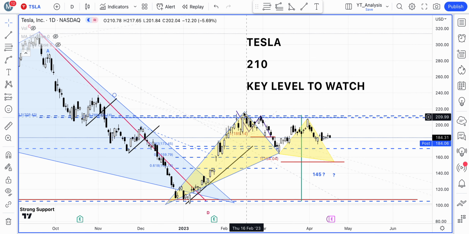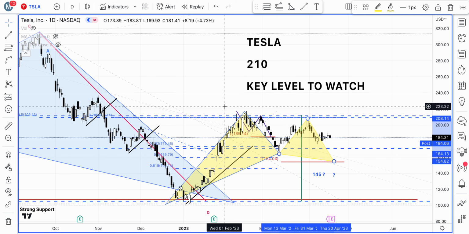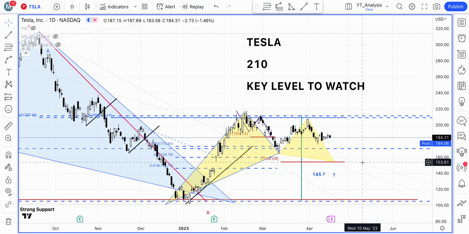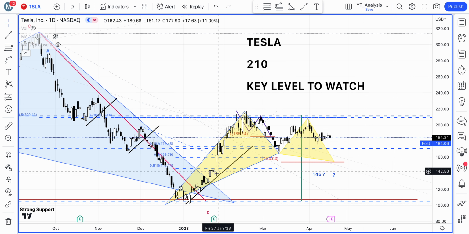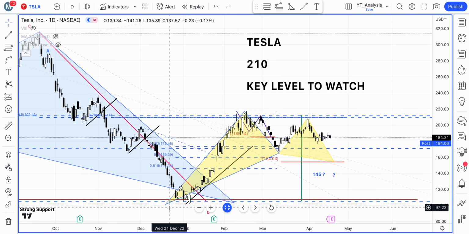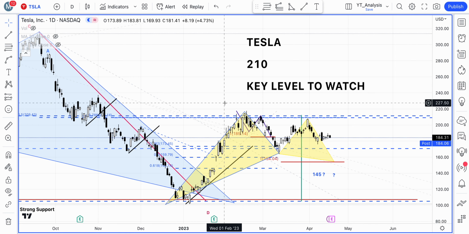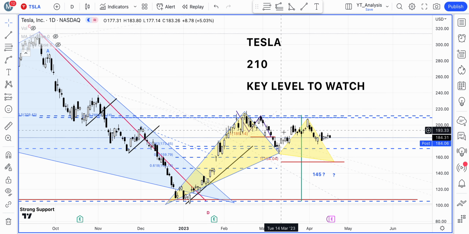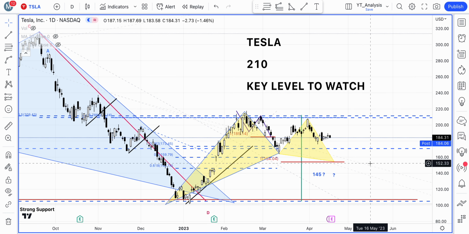So what might be happening is that this yellow pattern drawn here, price might actually be in this one-to-one ABCD pattern here, and could move to about $153, maybe even $145 per share level, and also close this gap here. If it breaks the $210 per share level, then it could be in an ABCD one-to-one projection higher. But unless the $210 per share level is taken out, it remains in this trading range, and perhaps might be in this ABCD formation moving lower.